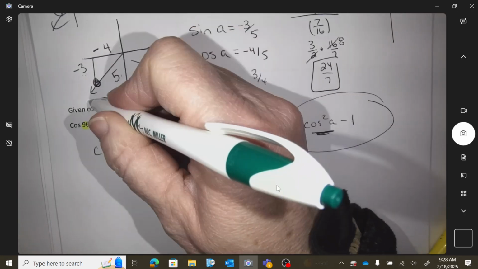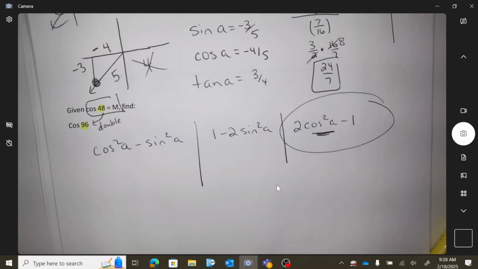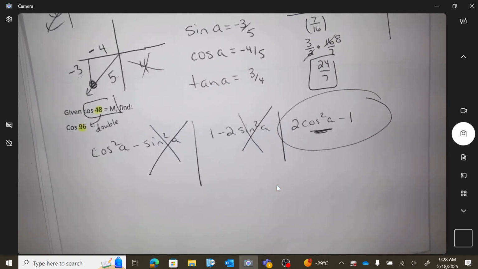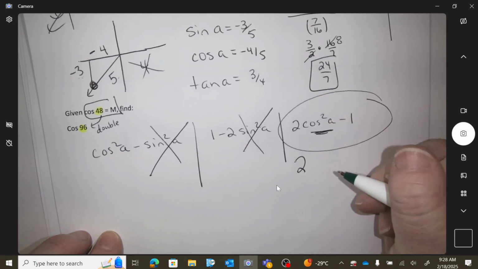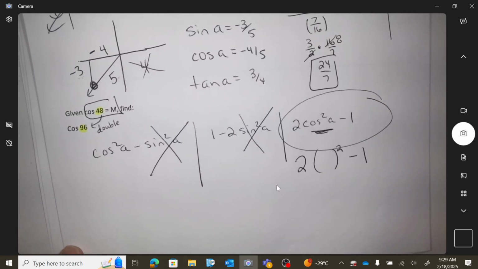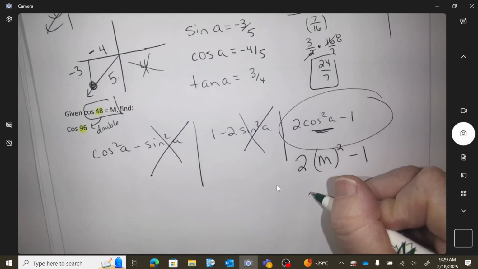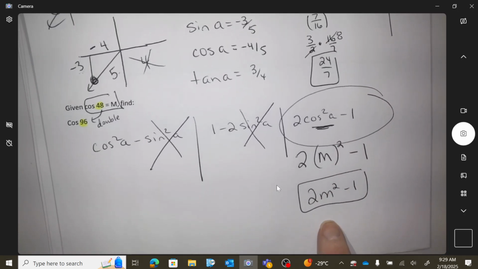Cos of the angle is given. Do you know the sine value? I don't know that. I don't know the sine value. So if I don't know it, I can't use it. So here we go. 2 times the cos value squared, subtract 1. What was the cos trig value that I was given? M. So this is my answer.